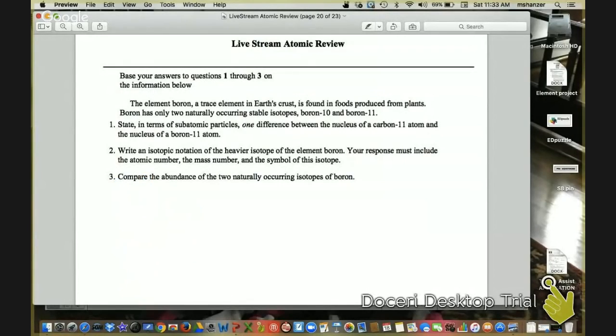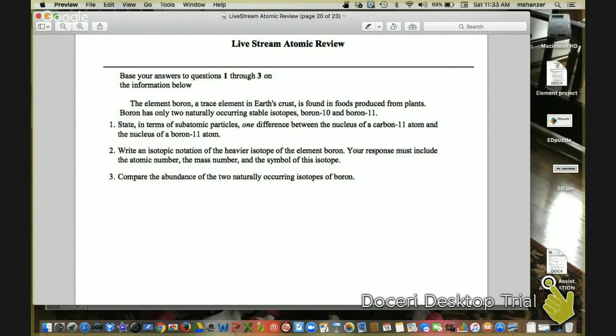Now, question 3 says, compare the abundance of the two naturally occurring isotopes of boron. Now, when we look at this, we can see that there's boron 10 and boron 11. So really what they're looking for you to tell them is which one is more abundant or which one is less abundant. Now, from the information given, it's not enough for you to be able to answer the question unless you look at the atomic mass of boron on your periodic table.